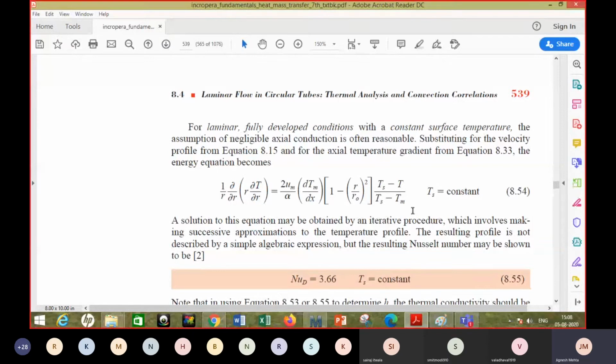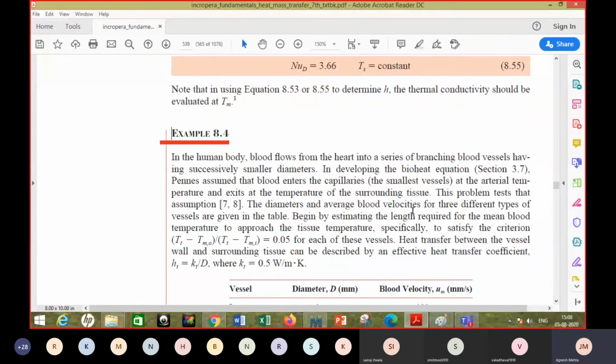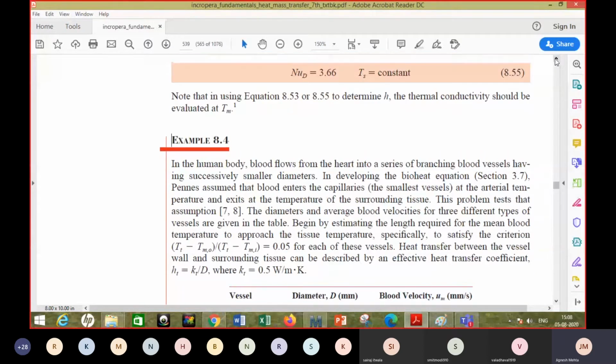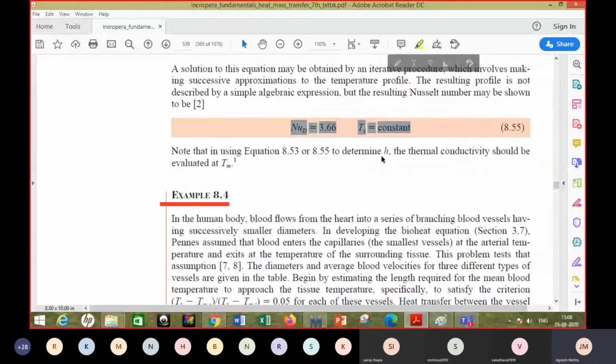Okay. Now, the case of constant surface temperature is a bit complicated. The analysis is not as simple, but even in that case, it's a constant, and it can be shown that the Nusselt number is 3.66, when the surface temperature is constant. Okay. So this is for the laminar flow.